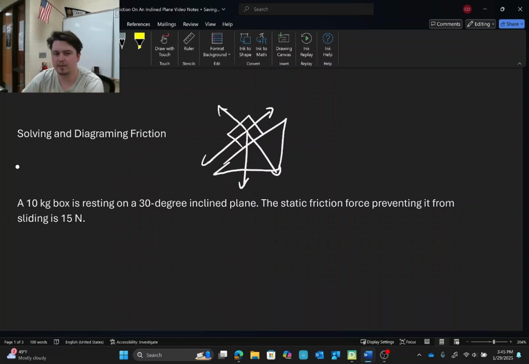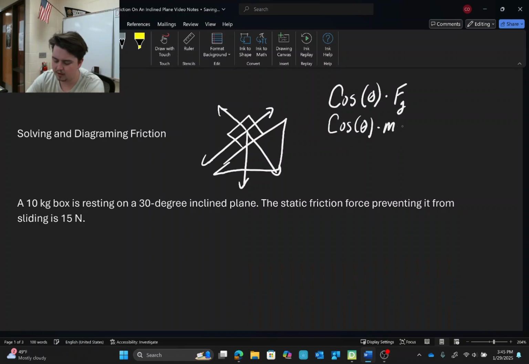There is a little bit of math we're going to need to know for this, and that is going to be our sine, cosine, tangent. Specifically, the equation we are going to be using is cosine of theta times our force of gravity. It can also be written as cosine of theta times mass times acceleration, or it can be written as cosine of theta times mass times gravity. Three different ways.